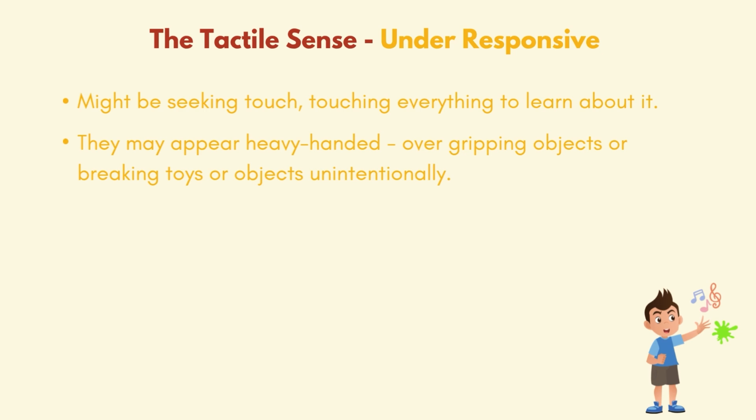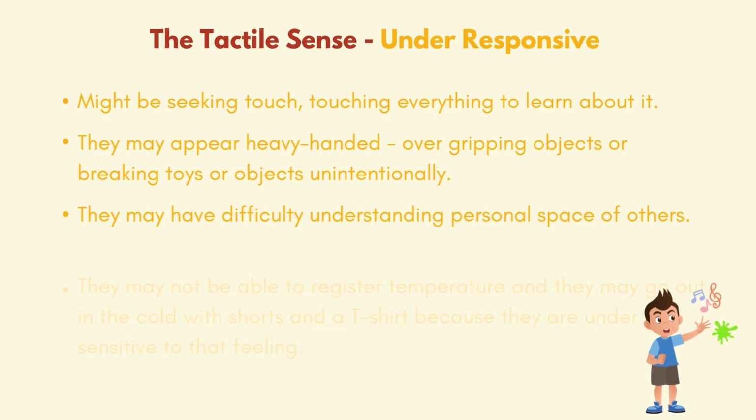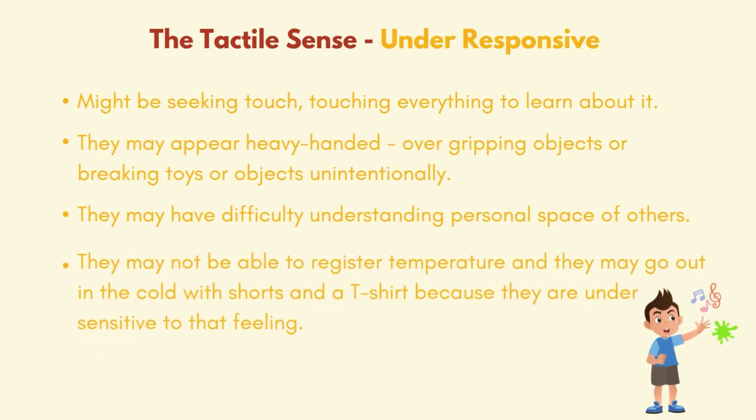They may have difficulties understanding personal space of others. They may not be able to understand the sense of temperature, and they may go out in the cold with shorts and a t-shirt because they are undersensitive to that feeling.